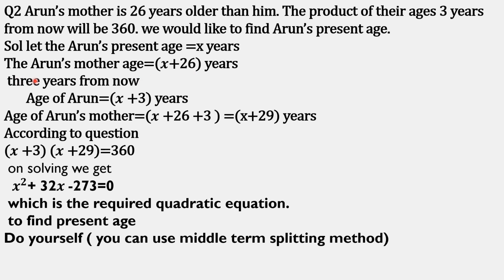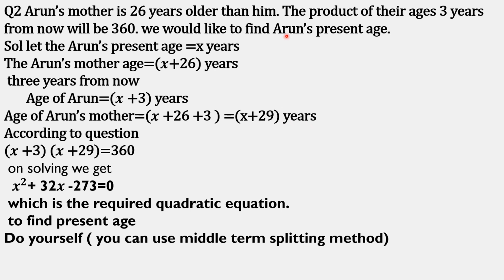Now let us come to another condition. 3 years from now. In the question it is given that the product of their ages 3 years from now will be 360. So 3 years from now means after 3 years the age of Arun will be x plus 3 years. We will add these 3 years in the present age of Arun. So we will get the age of Arun is equal to x plus 3 years. Similarly, we will add these 3 years in the present age of Arun's mother. So the age of Arun's mother is equal to x plus 26 plus 3 equal to x plus 29 years.